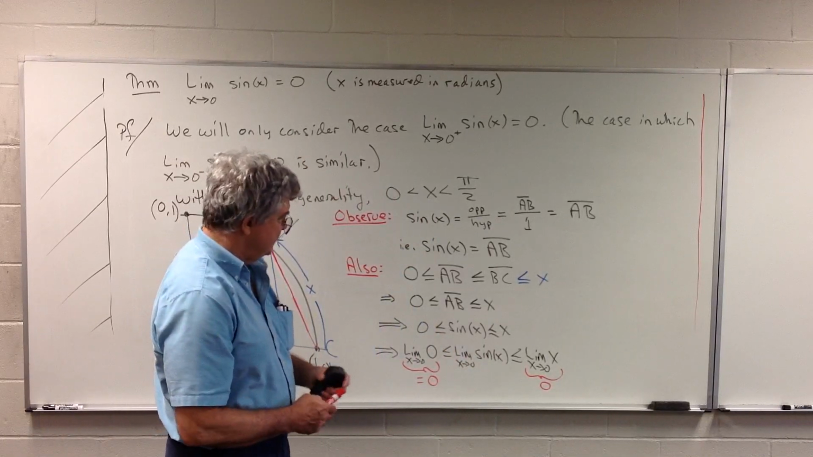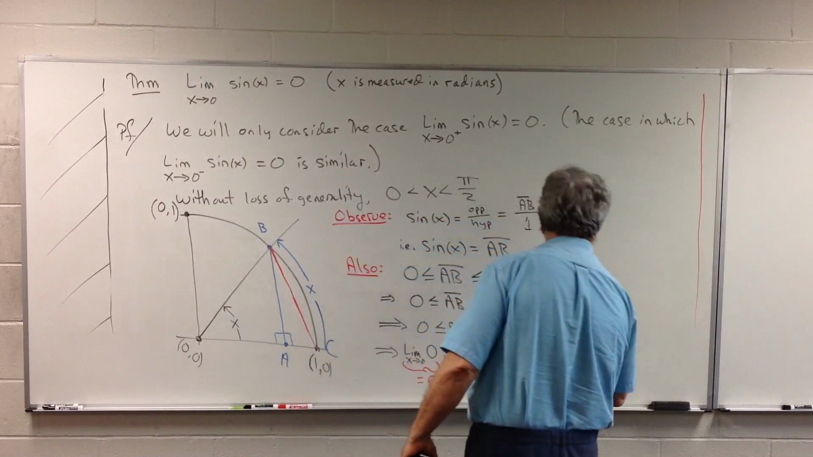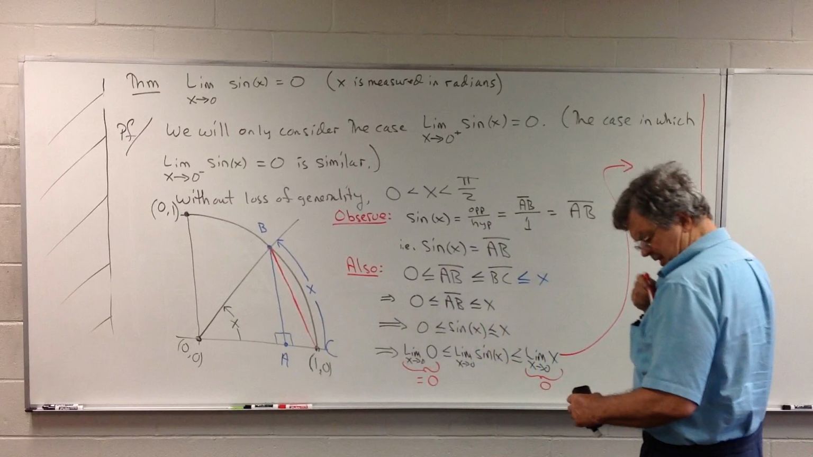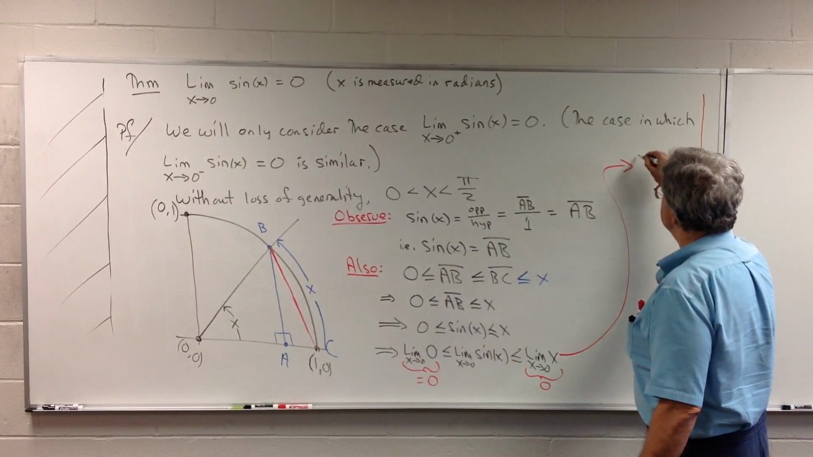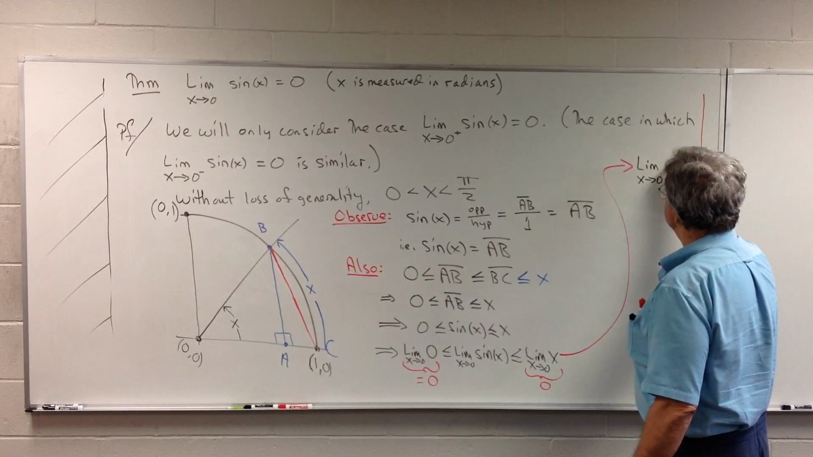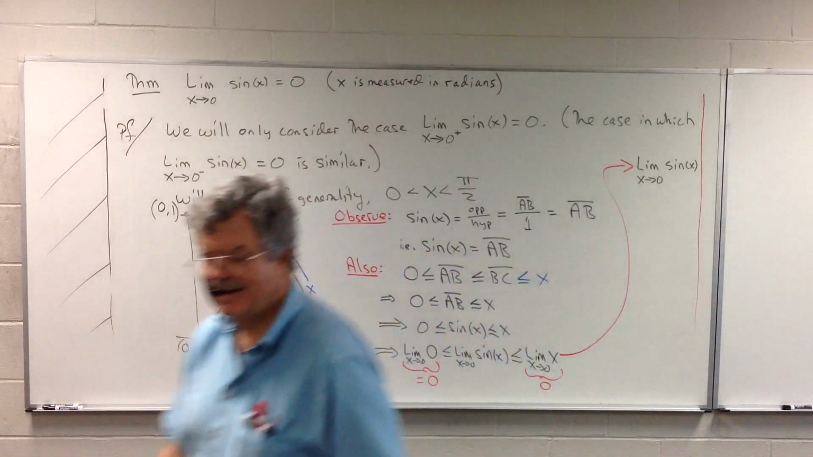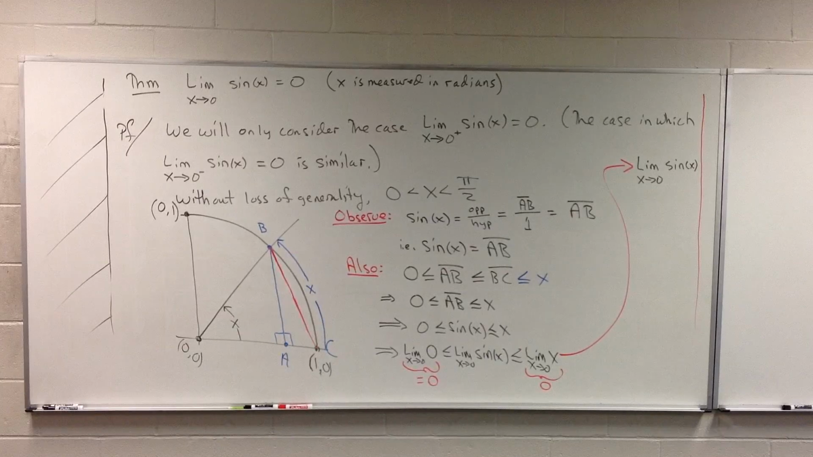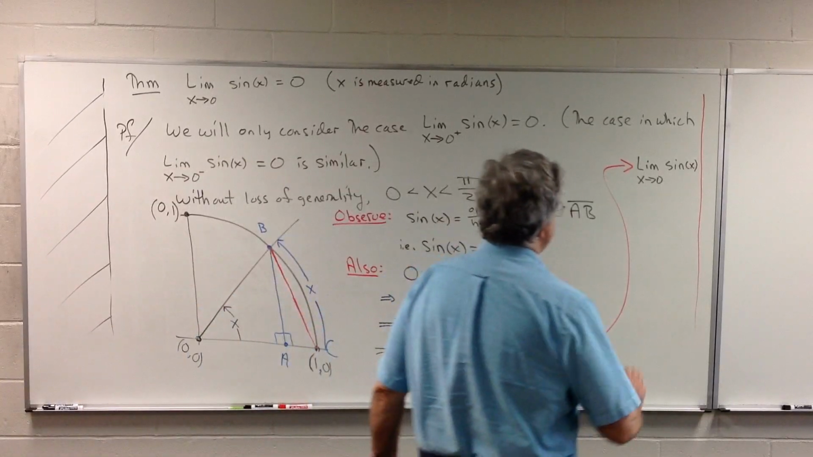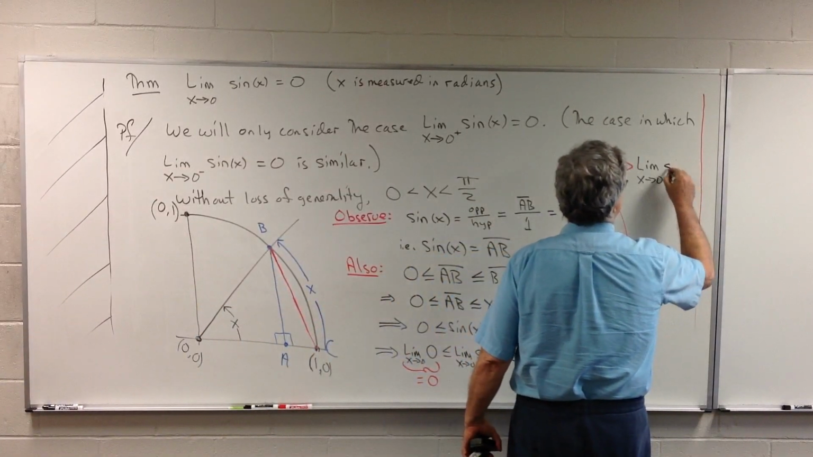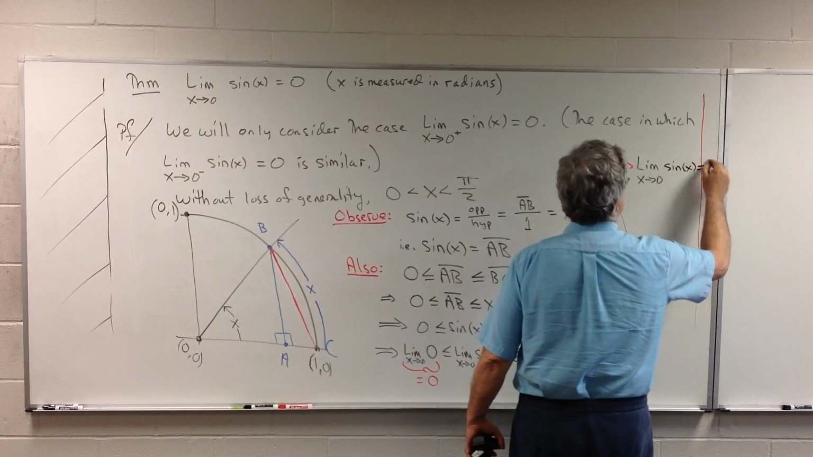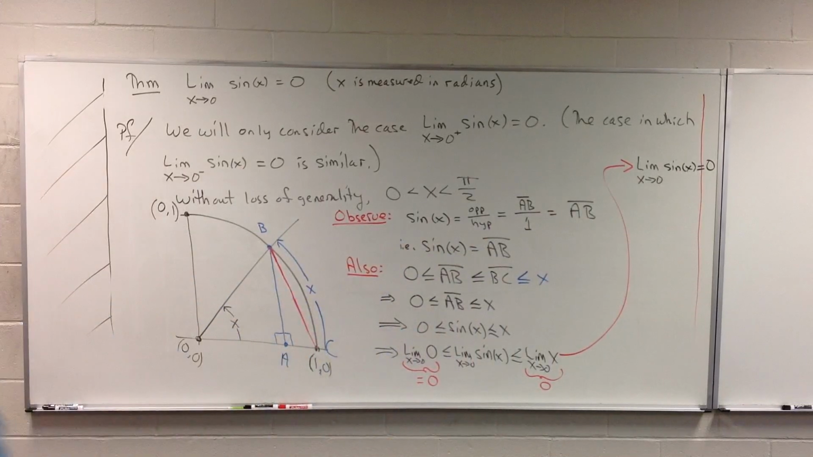So what does that tell us? It tells us the limit as x approaches 0 of sine of x equals 0, which is exactly what we wanted to prove. Yeah, I think we just barely got it in.